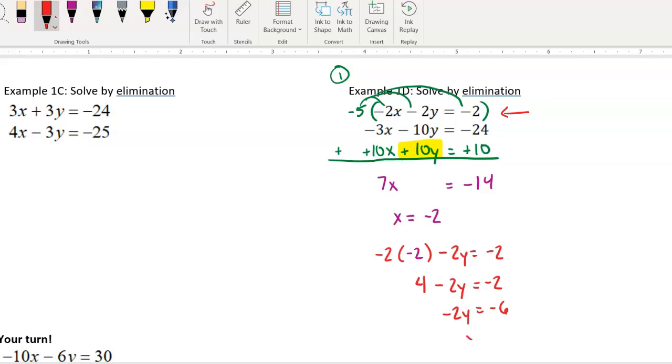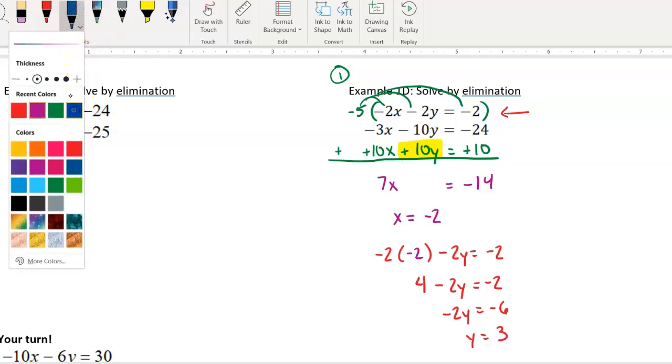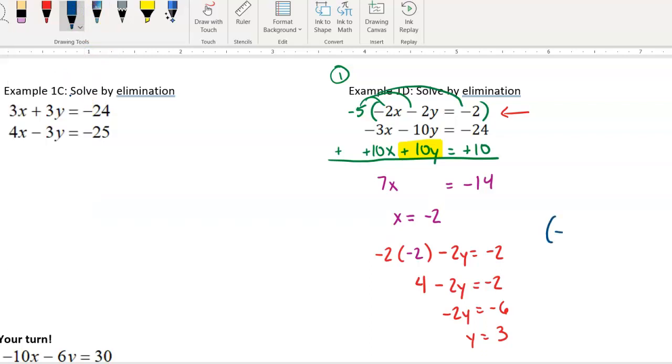And then I would divide both sides by negative 2, and I would get y equals positive 3. So my solution here would be where x is negative 2, y would be positive 3. That would be my answer.